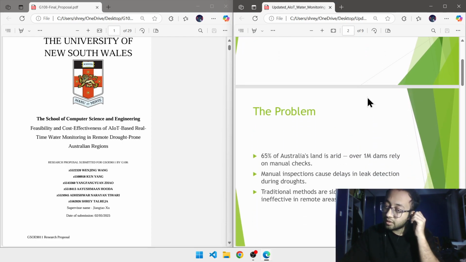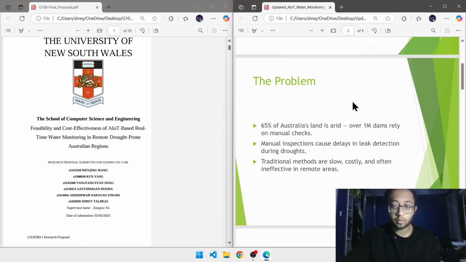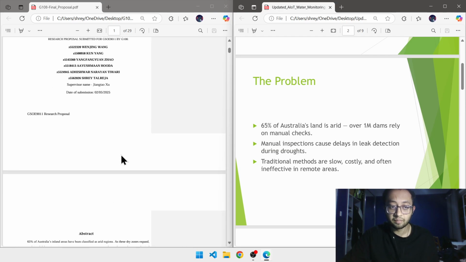The problem is that 65% of Australia's land is arid, which has over 1 million dams that rely on manual inspections. During manual inspections, delays can be caused in leak detection, especially during tough times like droughts. In the months of summer, traditional methods are slow, costly, and often ineffective in remote areas such as central Australia, which is mostly very sparsely populated.